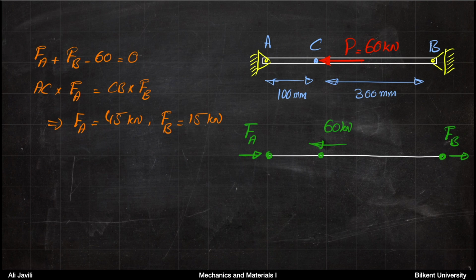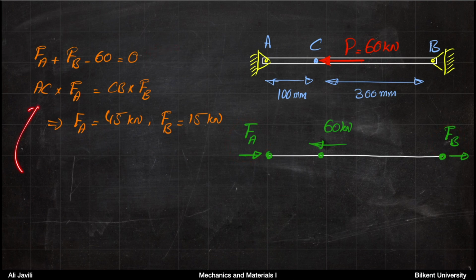Then we write the governing equations, or the equilibrium equations. The only equilibrium equation we have here is the sum of forces in the x direction is 0. So that's what you can write, and that gives us FA plus FB minus 60 is 0. Now, this is obviously a statically indeterminate problem because we have two unknowns and one equation.